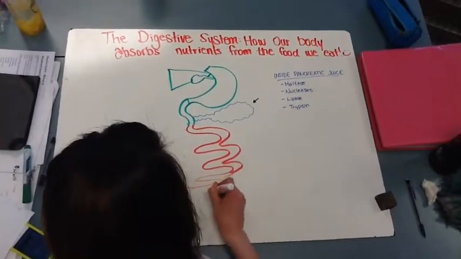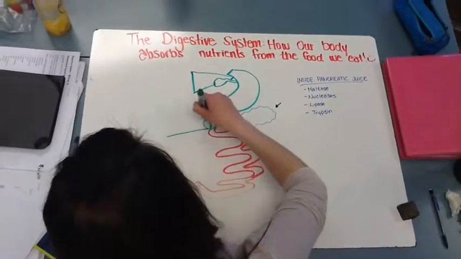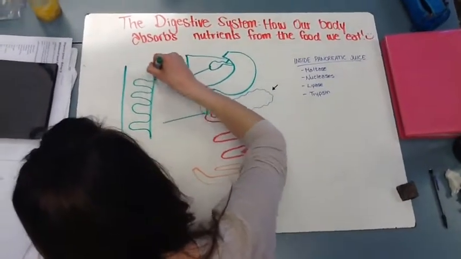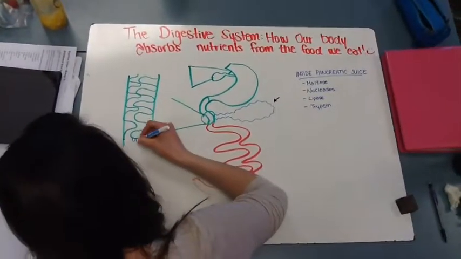The small intestine is broken into 3 parts: the duodenum, the jejunum, and the ileum. Inside the small intestine, the villi are small fingers that have smaller villi called microvilli. This is used for max absorption.